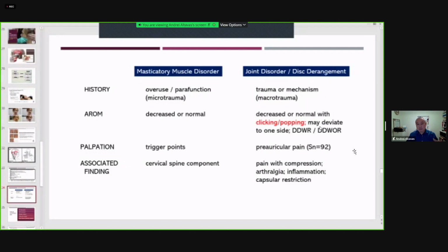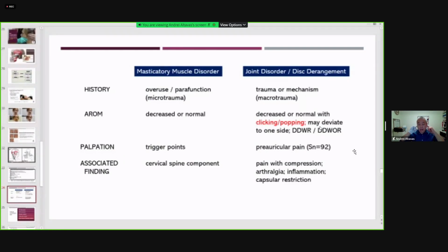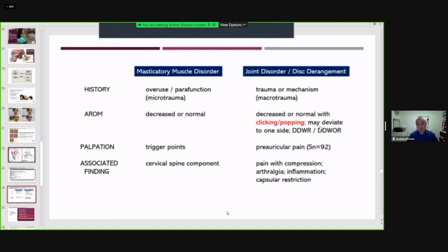So for palpation, for masticatory muscle disorders, you'll have trigger points, and for joint disorders, you'll have preauricular pain. This patient does not have that. Palpating the posterior aspect of the TMJ does not produce pain with mouth opening and closing. Now, associated findings for muscle disorders include a cervical spine component. For joint disorder, you can also have a cervical spine component. But again, these are all feeding into the patient's symptoms.